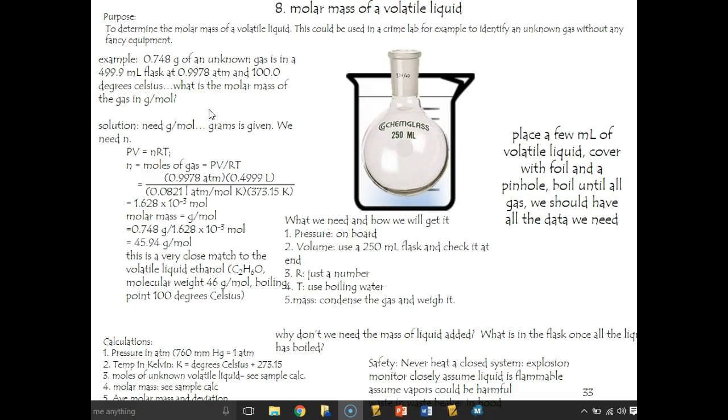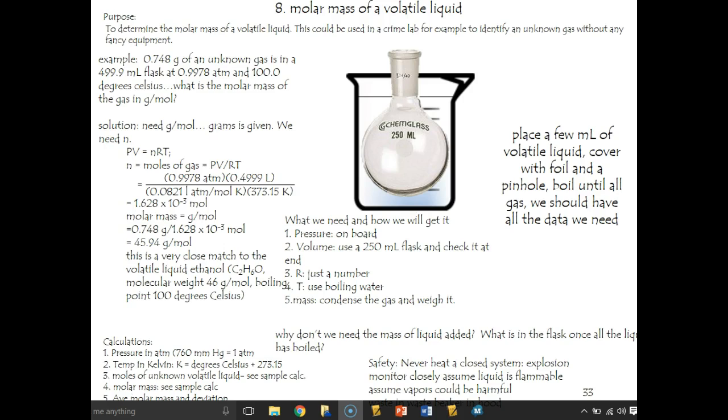Okay, hi everybody. It's time for lab number 8. This is the determination of the molar mass of a volatile liquid. The method we'll be using is known as the Dumas method, and we'll be using it to determine the molar mass of a volatile liquid. This could be used in a crime lab, for example, to identify an unknown gas without any fancy equipment.